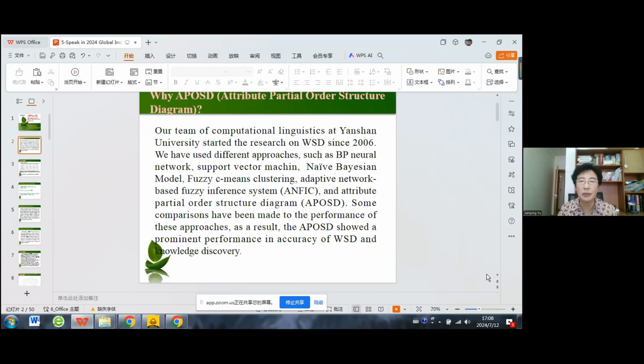Our team of computational linguistics at Yanshan University started the research on word sense disambiguation since 2006. We have used different approaches such as BP neural network, support vector machine, naive Bayesian model, fuzzy clustering, adaptive network-based fuzzy inference systems, and attribute partial order structure diagram. Some comparisons have been made to the performance of these approaches. As a result, the APOSD showed a prominent performance in accuracy of word sense disambiguation and knowledge discovery.